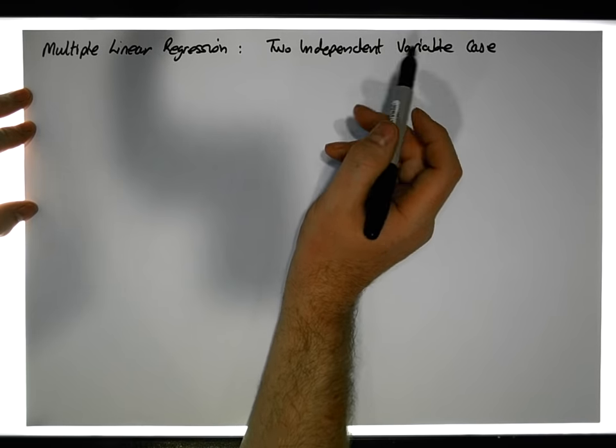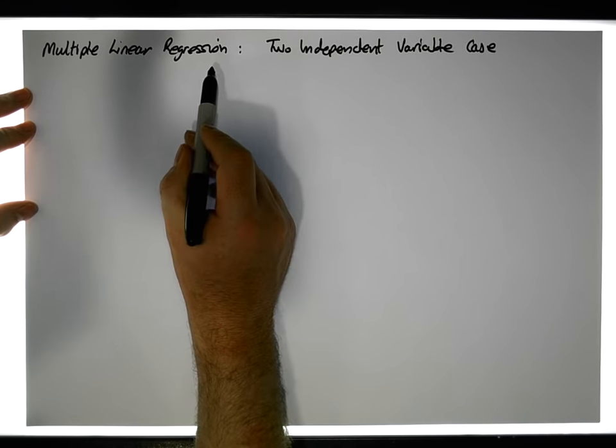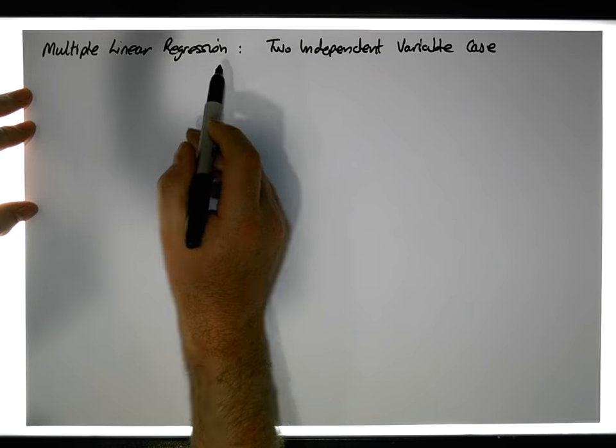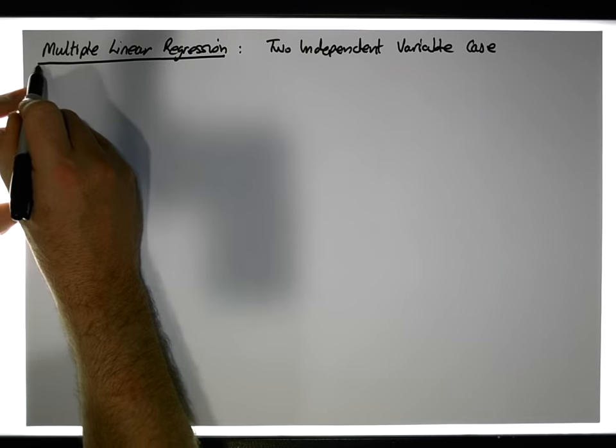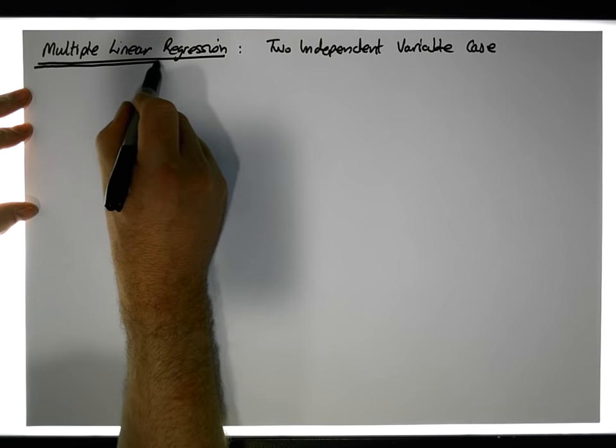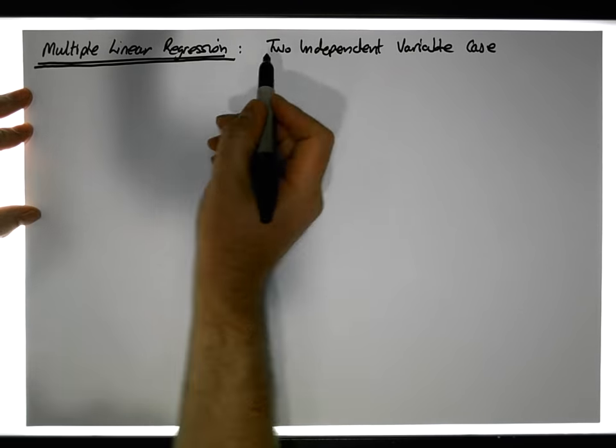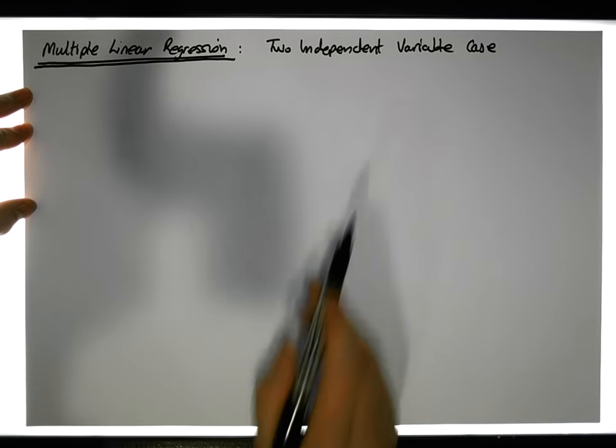In this video, dealing with multiple linear regression, it's not actually going to be a short video, there's a lot involved here. We're going to try to estimate the coefficients for a multiple linear regression model, but in this case, not the simple linear regression model with one independent variable, but when we have two independent variables.